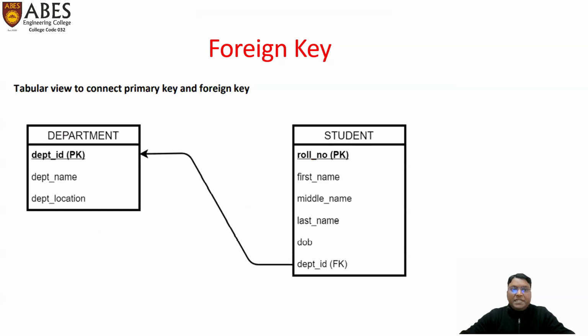Tabular view of the primary key and foreign key. We have the department table on the left hand side and the student table on the right hand side. Department has three attributes: department ID, which is also called the primary key, mentioned here as PK, department name, and department location. The student table has the following attributes: roll number, first name, middle name, last name, DOB, and department ID, which is the foreign key, the primary key of the department table.